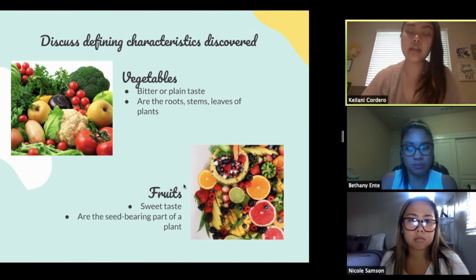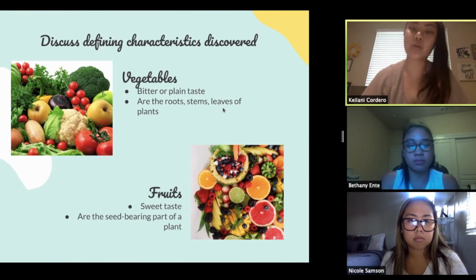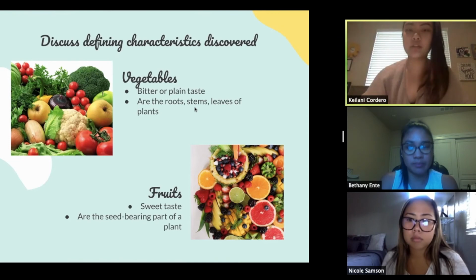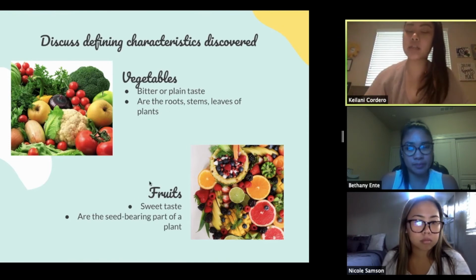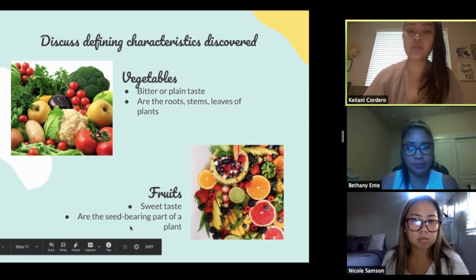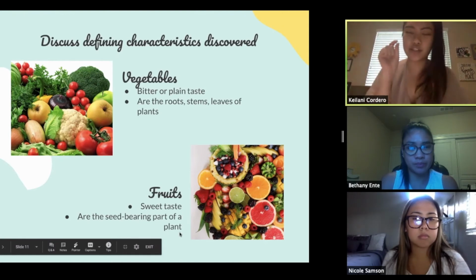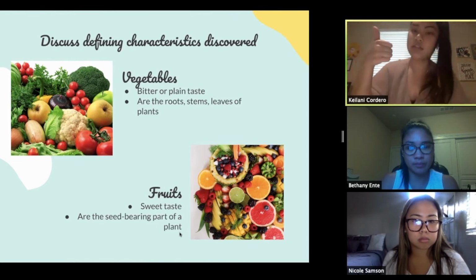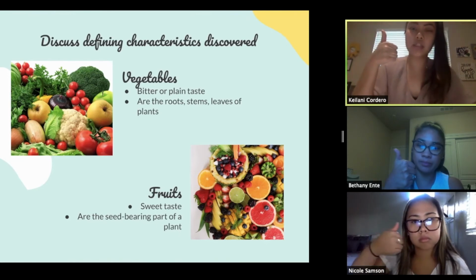okay? And another fun fact, vegetables usually come from roots, stems, or leaves of a plant. So you guys know those things that grow from the ground? So they usually come from those parts of a plant. And fruits, they come from the seed part of the plant. That's why they usually have little seeds in them when you eat them, okay?